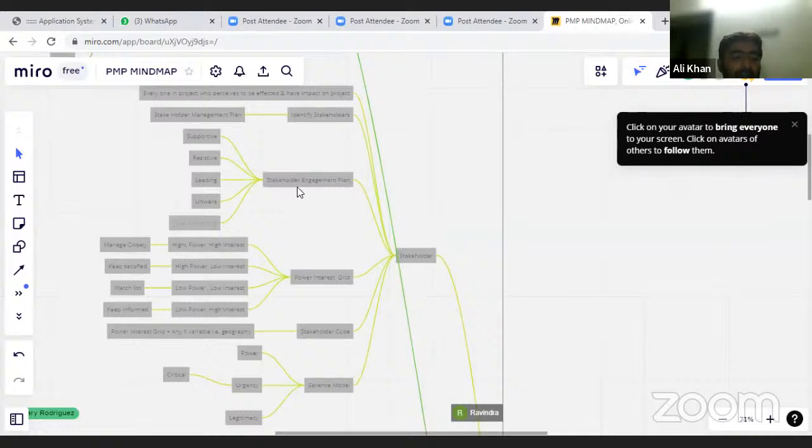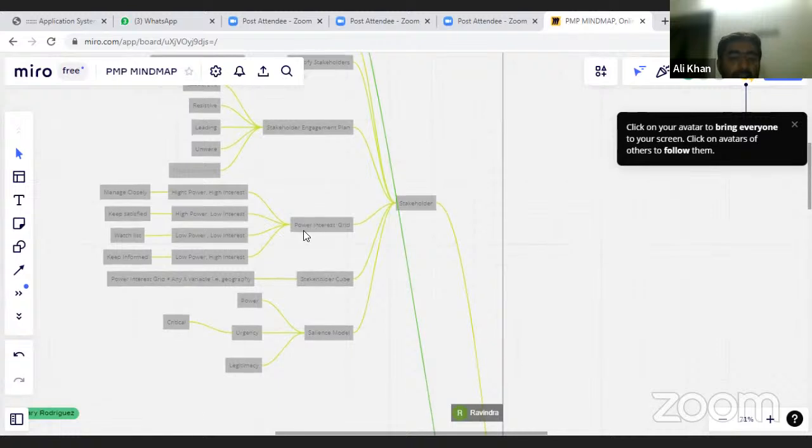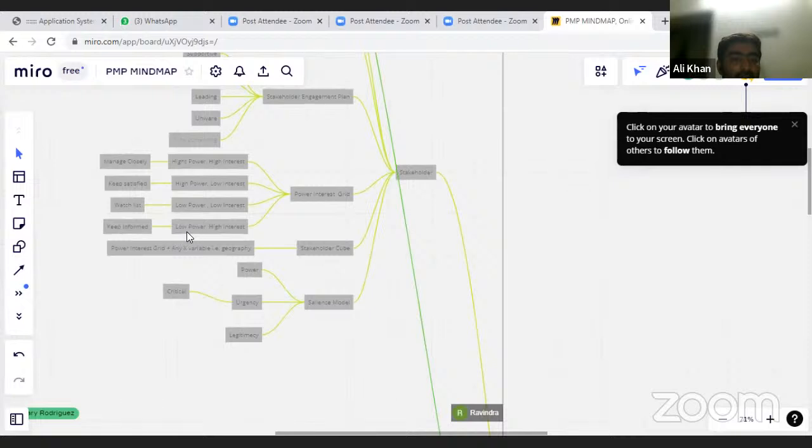In the stakeholder engagement plan, we assess the stakeholder types. These are supportive, resistive, leading, unaware. Then we have the power interest grid of stakeholders. High power, high interest means we have to manage them closely. High power, low interest, we keep them satisfied. Low power, low interest, we put them on the watch list. These are the kitchen staff. And low power, high interest, we keep them informed.